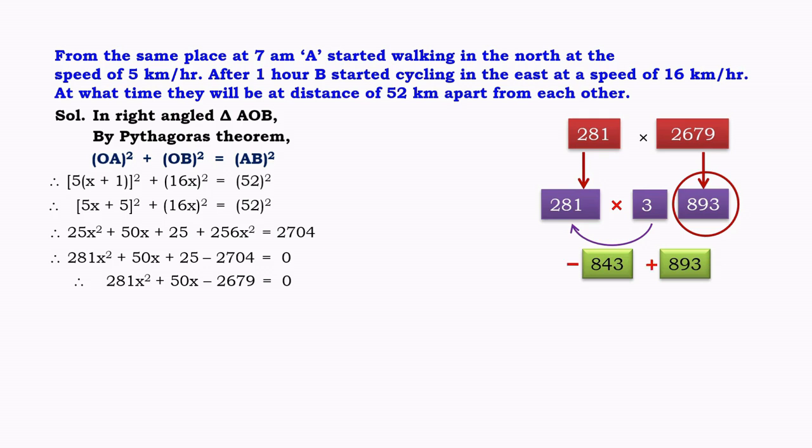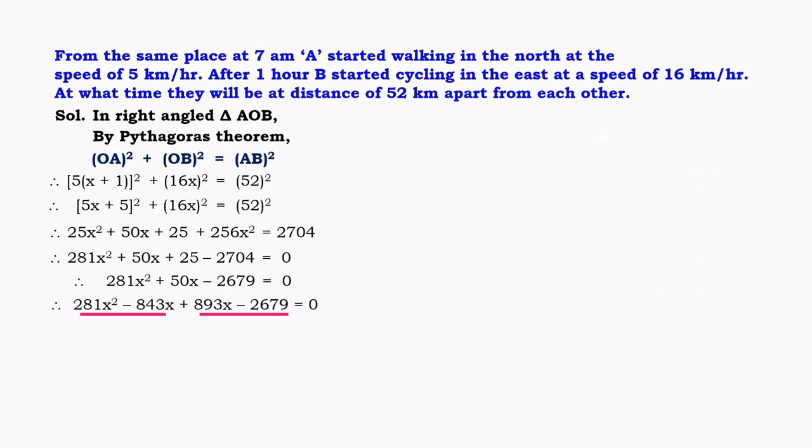Now, split the middle term. The equation becomes 281x squared minus 843x plus 893x minus 2679 is equal to 0. Now, factor by grouping. Taking 281x common from the first two terms and 893 common from the last two terms, we get 281x multiplied by x minus 3 plus 893 multiplied by x minus 3 is equal to 0.